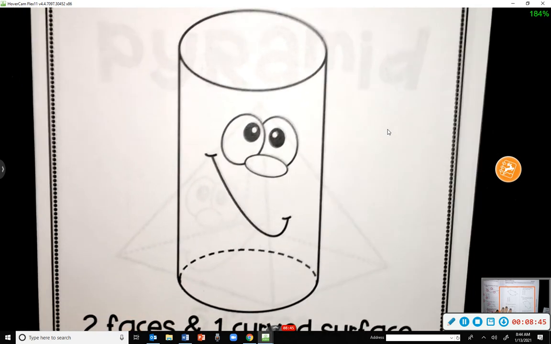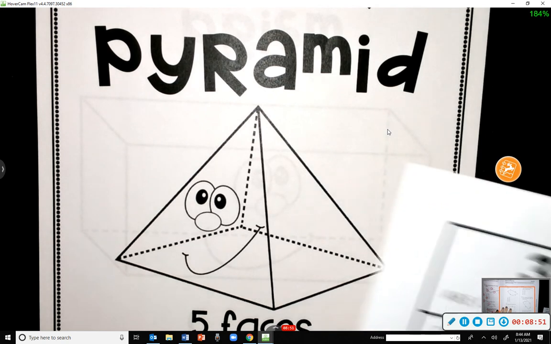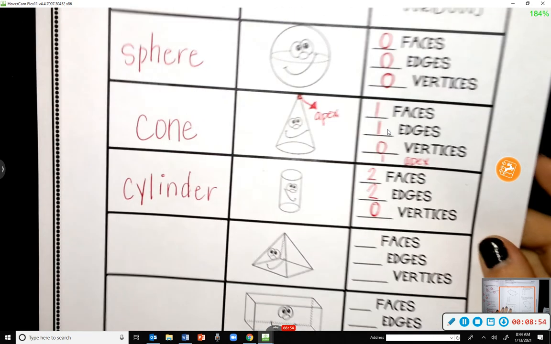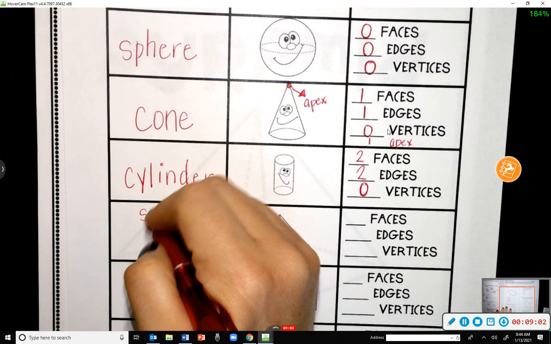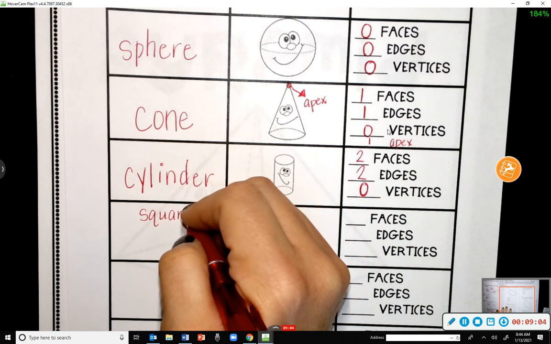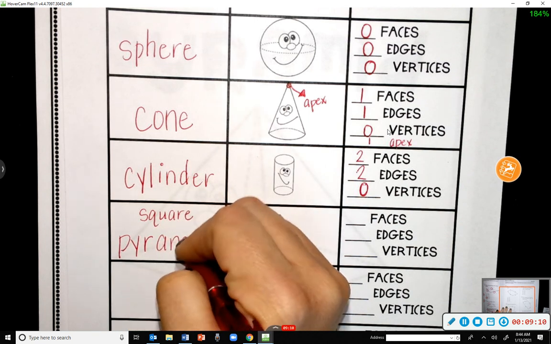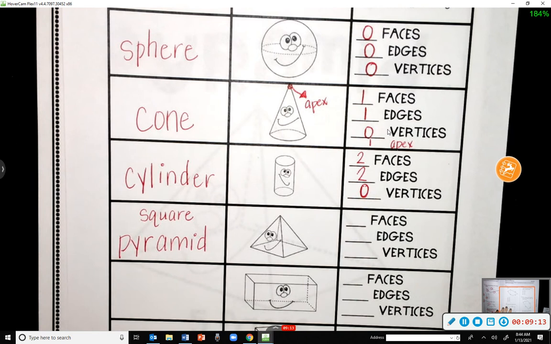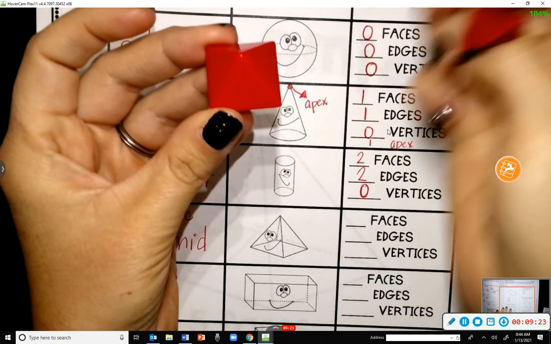Okay, the next one, pyramid. And we actually call this a square pyramid because the base is a square. Yeah, in your baggie, you might have 2 different kinds of pyramids because pyramids can have different bottoms, bases. Okay, so see, this has a square on the bottom, so that's a square pyramid.